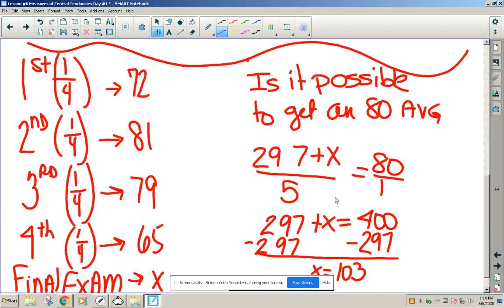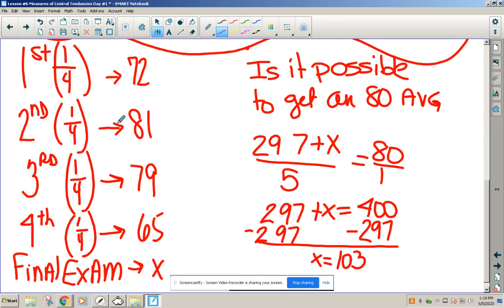And then we did the problem again. What if this was her grades? What would she need on her final exam if she wants an 80 average? So we added up her 4 grades and got 297. Now here's the final exam. Divide by 5. To get an 80 average, she would need 103 on her final exam.